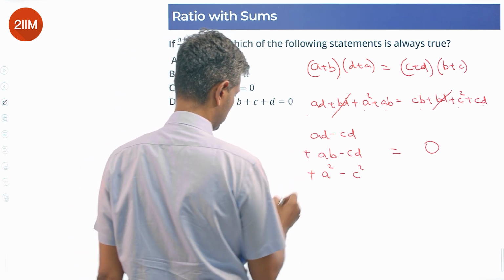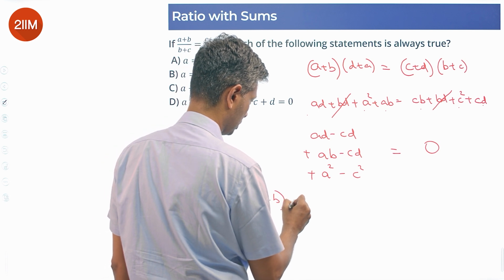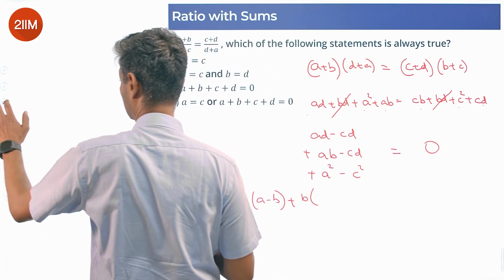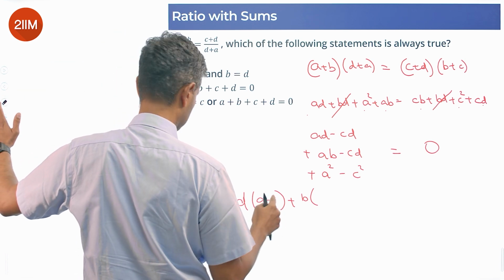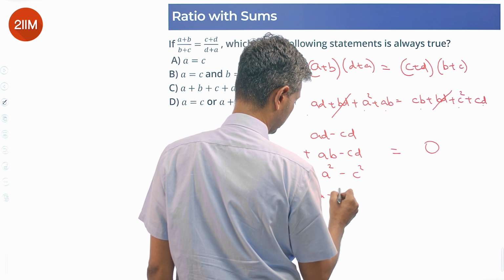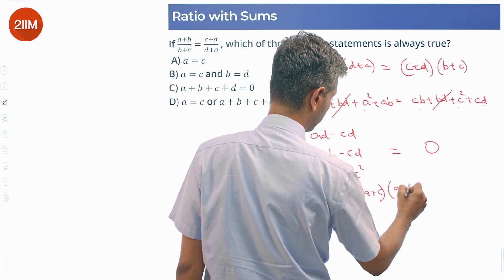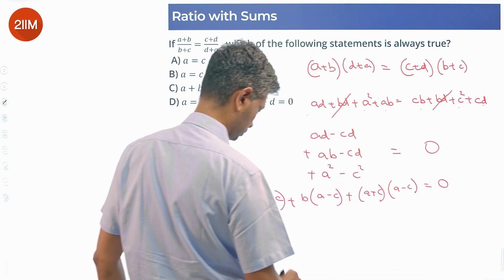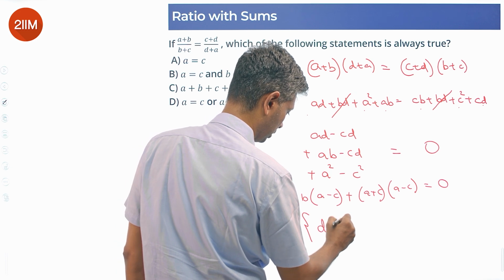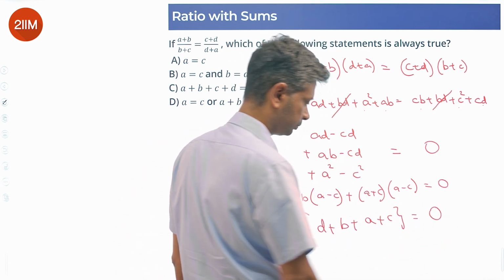Or this is D into (A minus C) plus B into (A minus C) plus (A plus C) into (A minus C) is equal to 0. Or (A minus C) common, times (D plus B plus A plus C), is equal to 0.